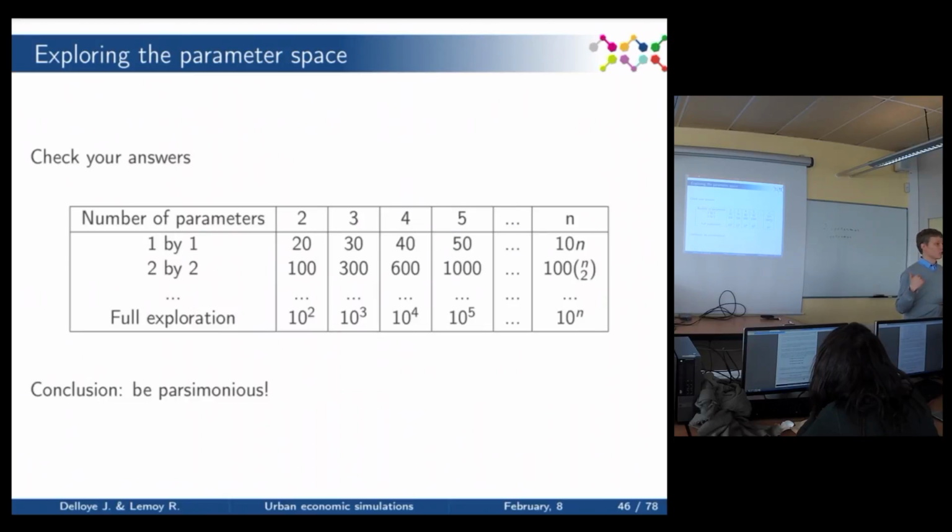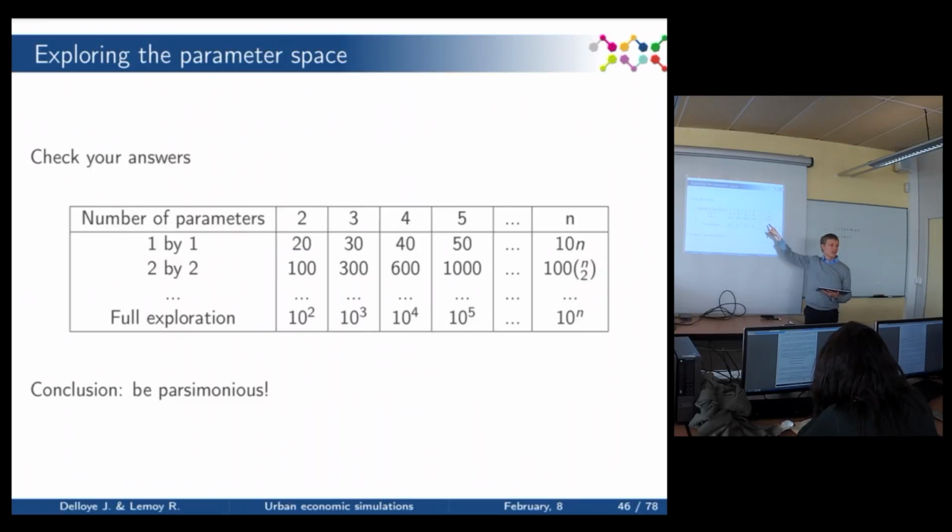For the full exploration, you have to look at all values for all parameters. So each time you add a new parameter, you multiply the simulations you had done before by 10, the 10 new values which you want to explore. So it's 10 to the number of parameters. So for n, it's 10 to the n, and in this case, it's just 10 times n.